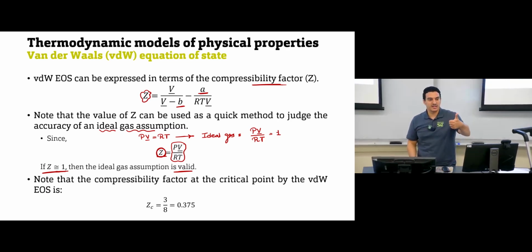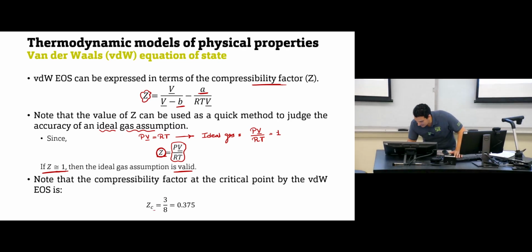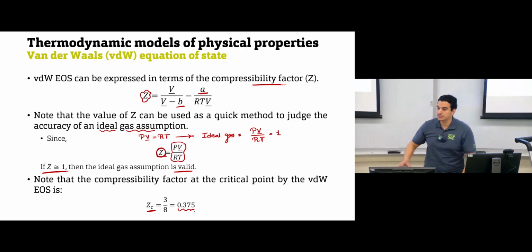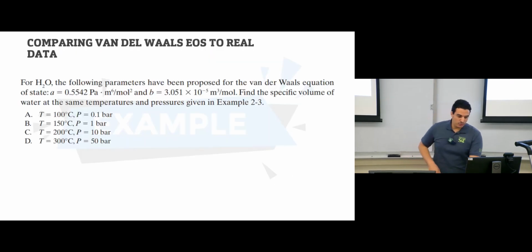If you remember, we have critical temperature, critical pressure, and critical compressibility factor. The value of the compressibility factor for any gas at critical temperature and critical pressure is constant, 0.375. We will use this number in the equations we have in chapter 7. Okay? So far is clear? Any questions? Okay. So let's see this example.